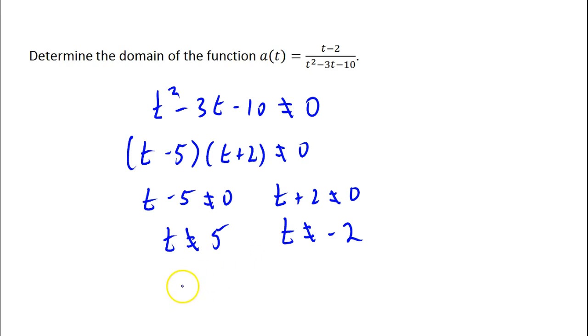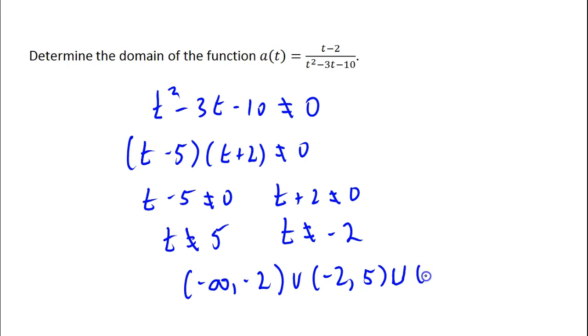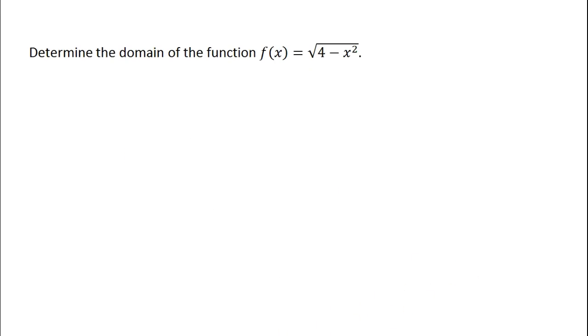Okay, so in interval notation, that would be negative infinity to negative 2, negative 2 to 5, and 5 to infinity. And now let's figure out the domain of this radical function. Well, we can't take the square root of a negative number, so we need to make sure that 4 minus x squared is greater than or equal to 0. That's the difference of two squares, so I'm going to factor it.